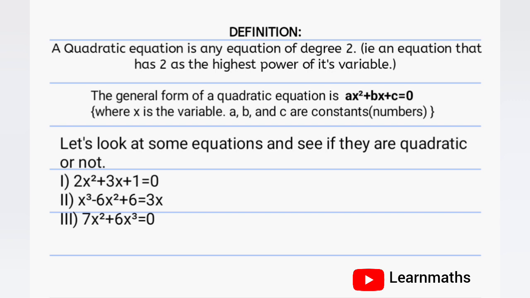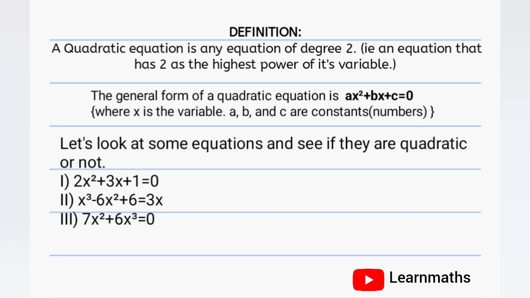Look at this first equation here: 2x squared plus 3x plus 1 equal to 0. Now, is this equation quadratic? Yes, it is, because as you can see over there now, x squared, the highest power of x, which is the variable here, is 2. Now look at the second equation: x raised to power 3 minus 6x squared plus 6 equal to 3x. Now you can see we have the same variable here being x, but the highest power of this variable, x, is not 2 again. It is now 3.